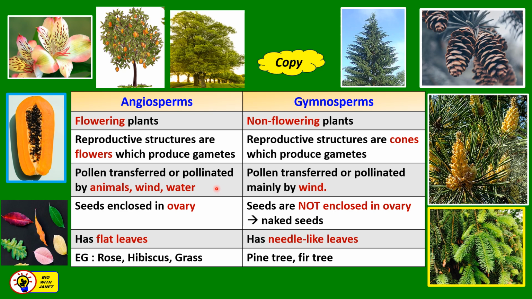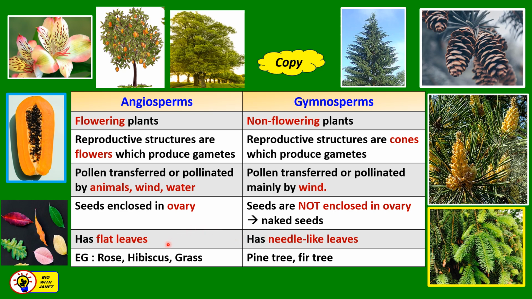Now, for angiosperms, the pollen is transferred or pollinated by animals, wind, and water, but for gymnosperms, the pollen is pollinated by wind usually. For angiosperms, the seeds are enclosed in the ovary or fruit, but for gymnosperms, the seeds are not enclosed in the ovary or fruit. It is naked. We call them naked seeds. They're exposed. They don't have a covering like the fruit to protect them.